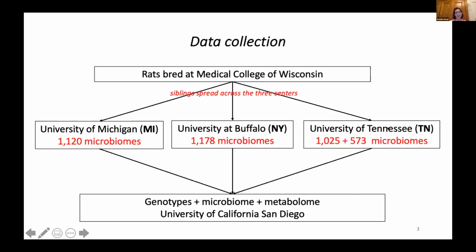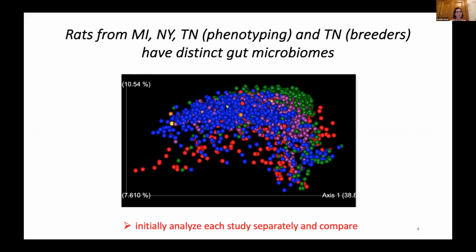And here in Tennessee, we have 2 samples of rats. Some of them were phenotyped for behaviors mostly, but also others were breeders. And so all these rats were sacrificed and samples taken and sent to the University of California at San Diego to get the genotypes, the microbiome, and the metabolome.